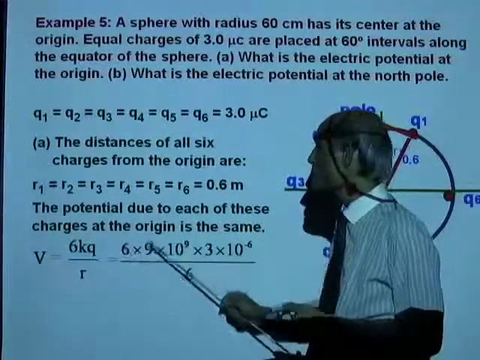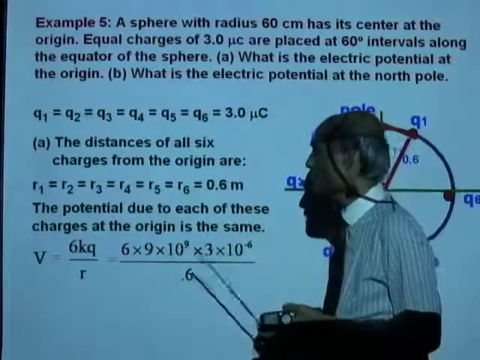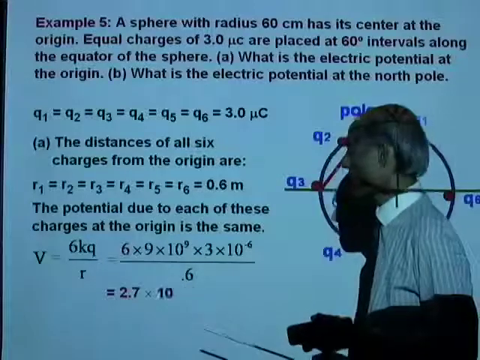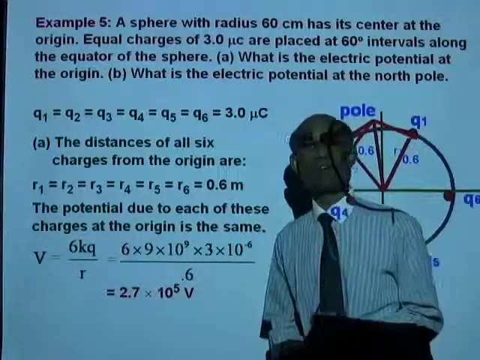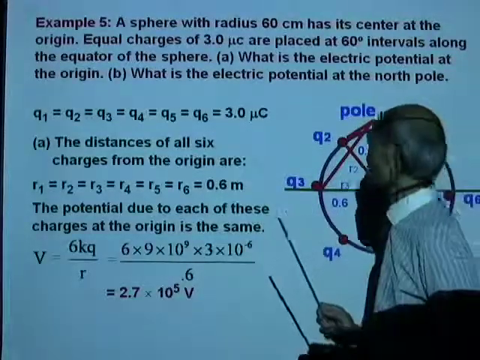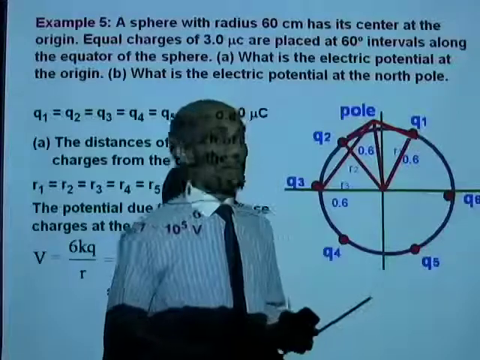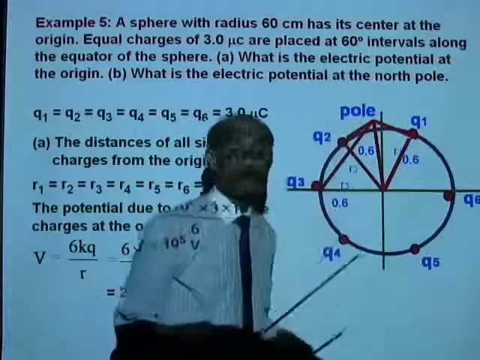And that will be 6 times k, Q is 3 microcoulomb, R is 0.6. And that is 2.7 times 10 to the 5 volt, the potential at the origin. Well, next we need to find the potential at the North Pole.